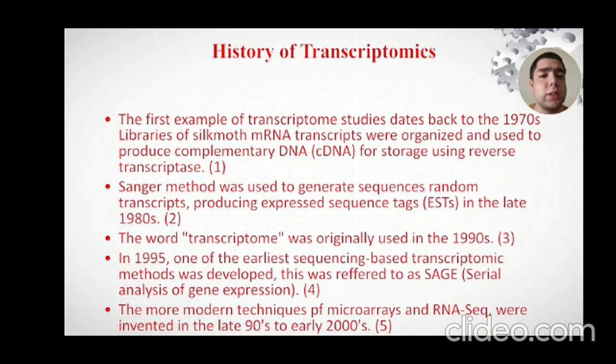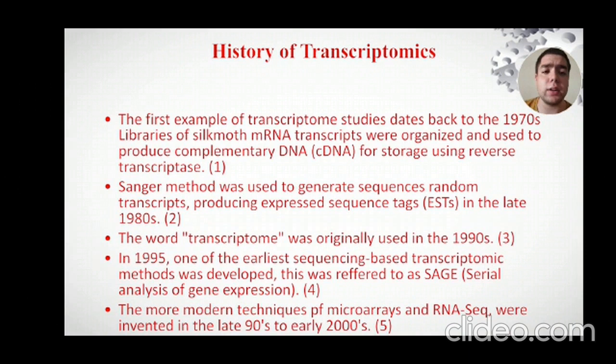Now, the history of transcriptomics is very brief. The first example of such studies dates back to the 1970s, where libraries of silk moth mRNA transcripts were organized and used to produce complementary DNA, cDNA, for storage using reverse transcriptase. The Sanger method was used to sequence random transcripts, producing expressed sequence tags or ESTs in the late 1980s.